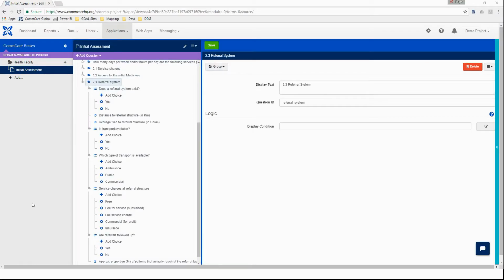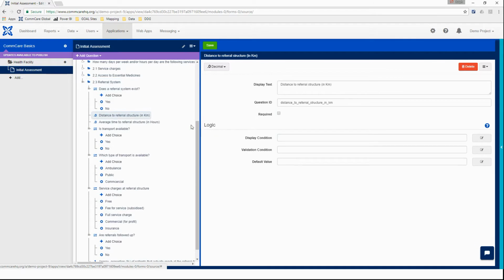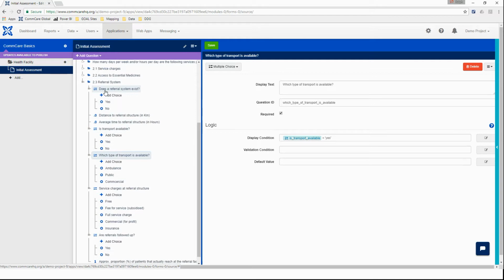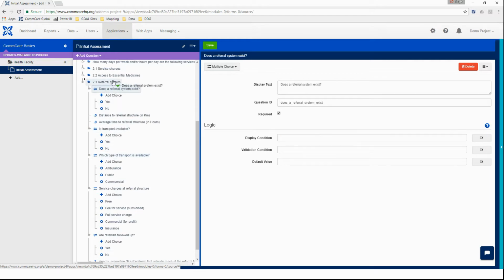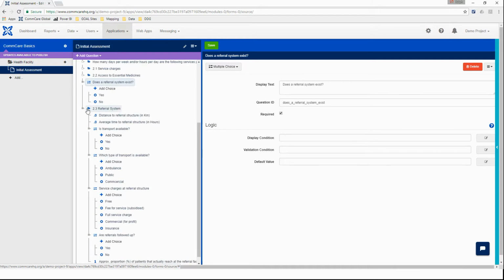So there's one last change we can make. We have this first question, does a referral system exist? And then the other questions about the referral system itself. Now, obviously, if the answer to this is no, none of the other questions are really relevant. So instead of changing the display conditions for each of these questions individually, what we can do is take this first question, does a referral system exist? Just place it above this referral system question group.